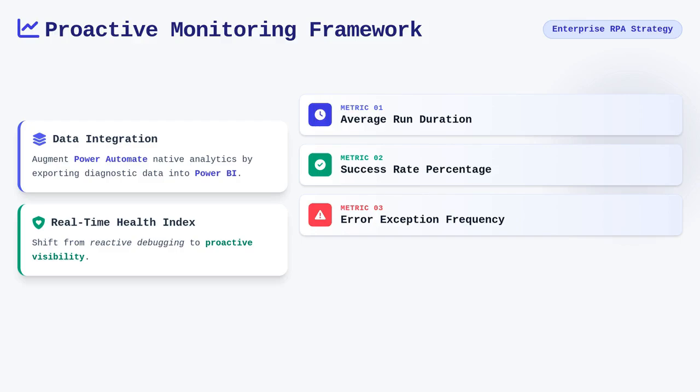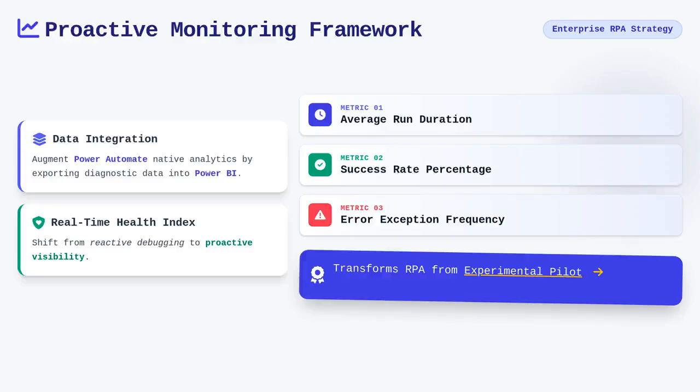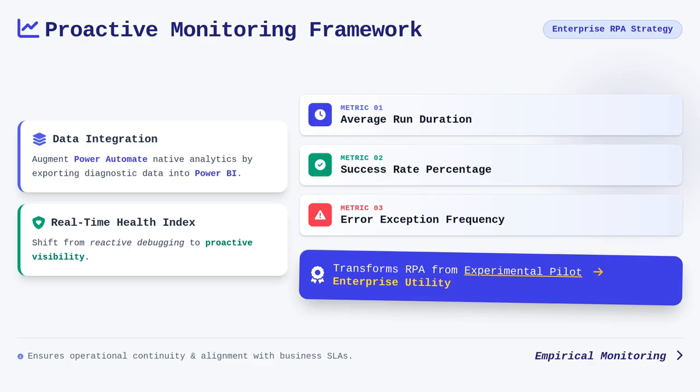When you can quantifiably demonstrate the performance of your bots to stakeholders, you shift the perception of RPA from an experimental pilot to a reliable enterprise utility. This empirical approach to monitoring ensures that your production automations remain aligned with business requirements, even as technical environments evolve. Consistently measuring these KPIs helps you identify performance bottlenecks before they escalate into high-priority incidents that disrupt operational continuity.